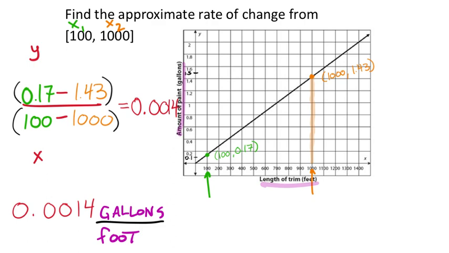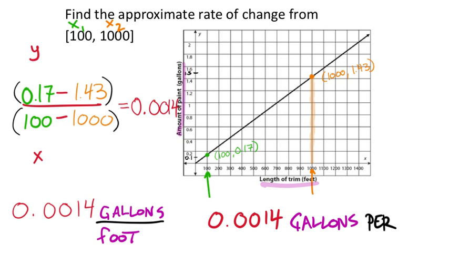We don't know how this paint is being used. I guess it's on the trim, but again, we don't really need that context for the labels, as long as we can see the labels for the y's and the x's. Y's over x's as a fraction. If you wanted to, you could write this also as 0.0014 gallons per foot. So the reason I'm showing that is because it's going to show up both ways on the assignment. Again, these are exactly the same thing, they're just shown in different ways.